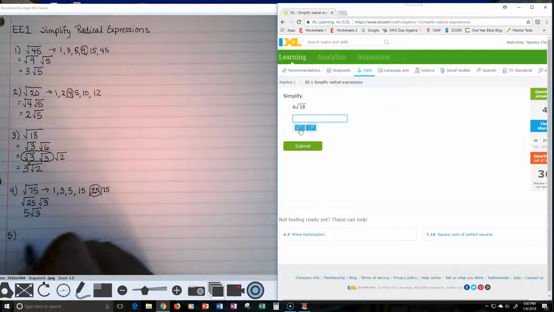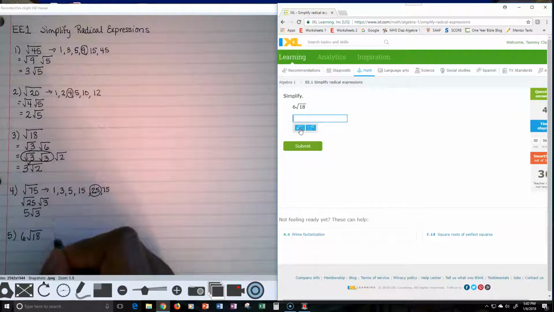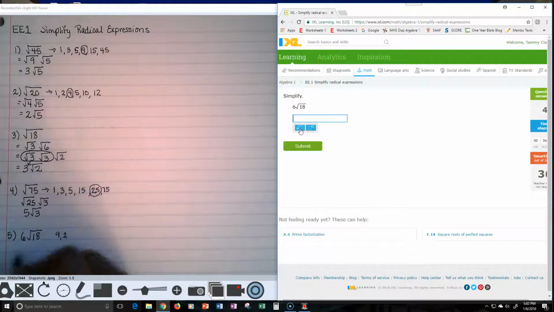Let's look at number 5. Here we've got 6 times the square root of 18. Well, this time I am thinking of my perfect square, which I know happens to be 9. And I know that's 9 times 2, so that gives me 6 times the square root of 9 times the square root of 2. Well, I have the 6 out here. The square root of 9 is 3, so I write that and I keep the root 2. Now I do need to multiply these numbers, so this would be 18 root 2.